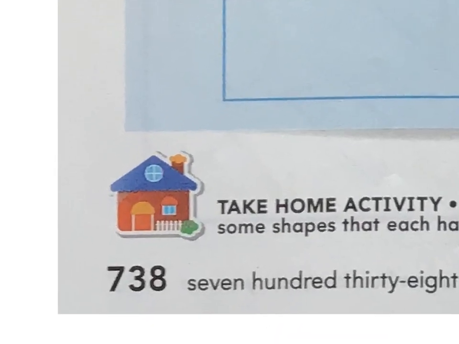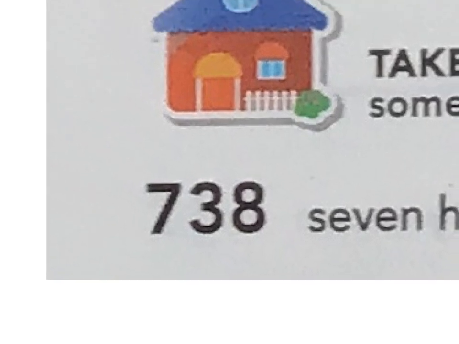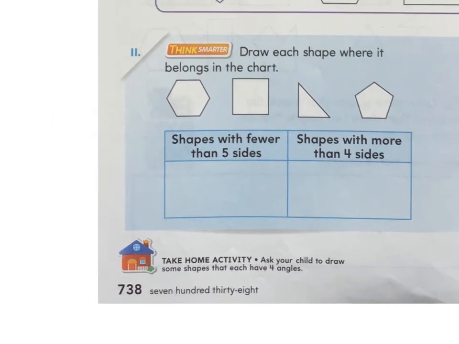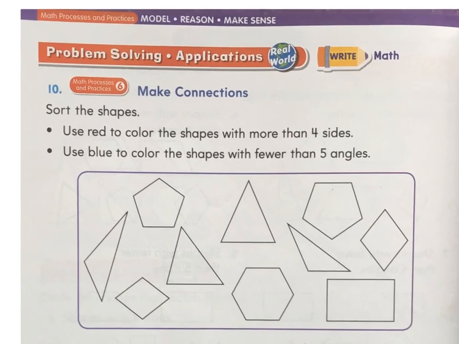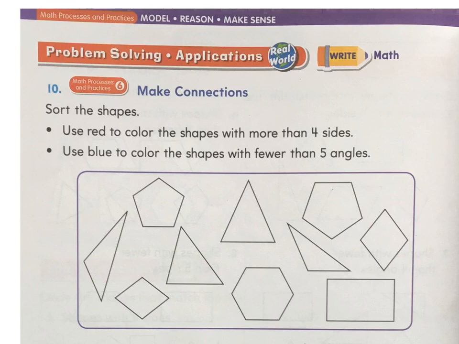All right, let's turn to page 738 in your Go Math workbook. And let's take a look at number 10. They want us to sort the shapes. Use red to color the shapes with more than 4 sides. Use blue to color the shapes with fewer than 5 angles. If you like to, you can pause the video and go ahead and complete this number. And then when you're ready to check your answers, press play.